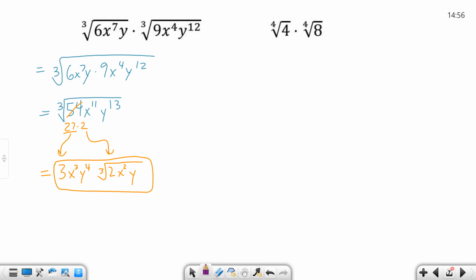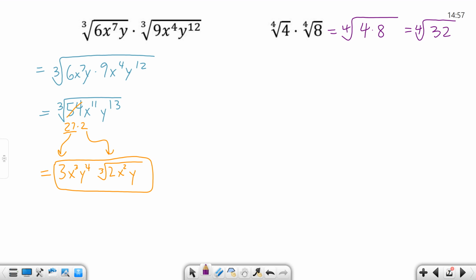All right. Can I multiply the next one? Well, sure, they're both 4th roots this time. They're both 4th roots. So this is going to be the 4th root of 4 times 8, which is the 4th root of 32. Is 32 a perfect 4th power?